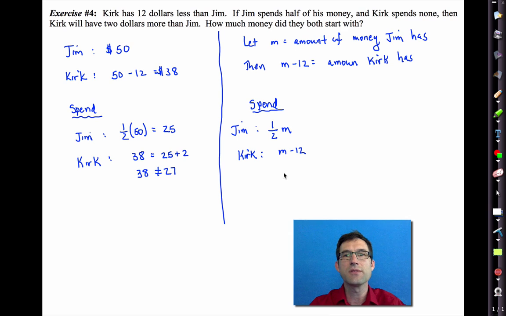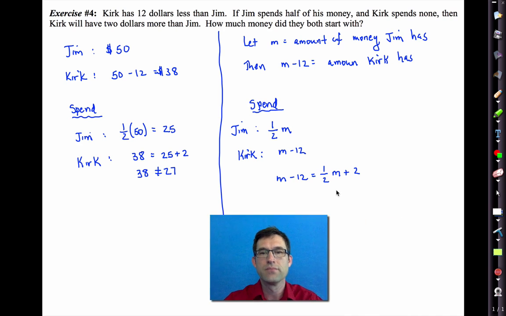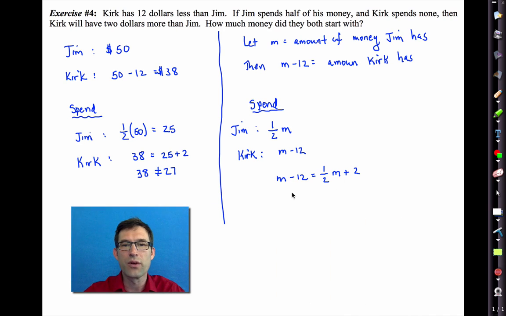It says that if Jim spends half his money, Kirk will have $2 more than Jim. This is the hardest part. Kirk's amount of money, which is M minus 12, will be Jim's amount of money, which is 1/2 M, plus another 2. And that's tricky because it would be very understandable to think, oh, I'm supposed to take Kirk's money and add 2 to it to get Jim's money. But then that would mean that Jim has $2 more than Kirk. But Kirk, which is M minus 12, has 2 more than Jim. All right, let's do some solving.